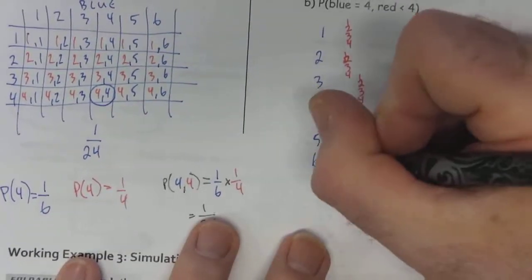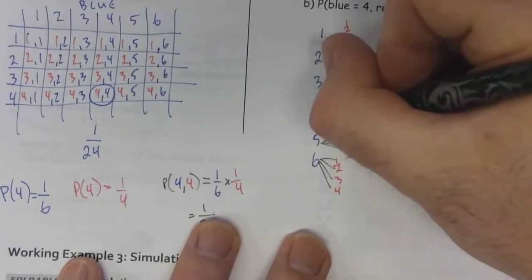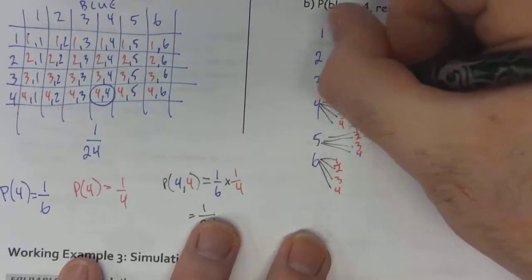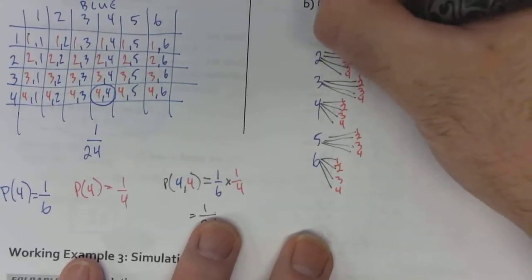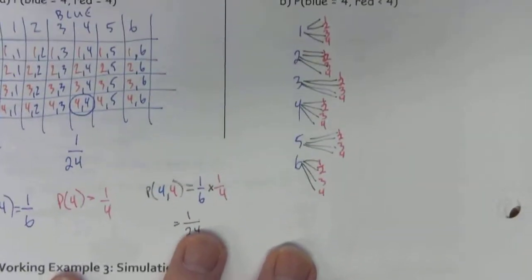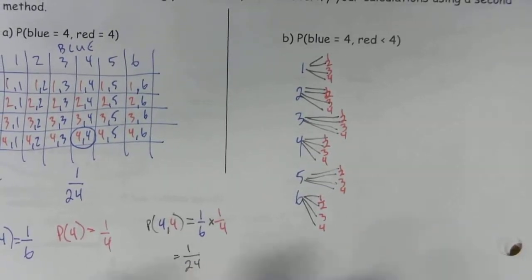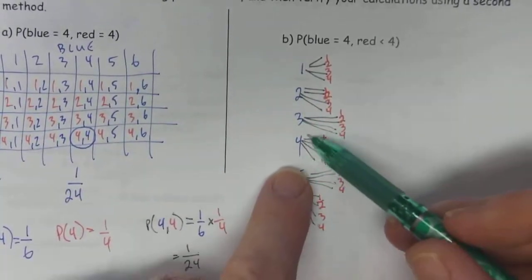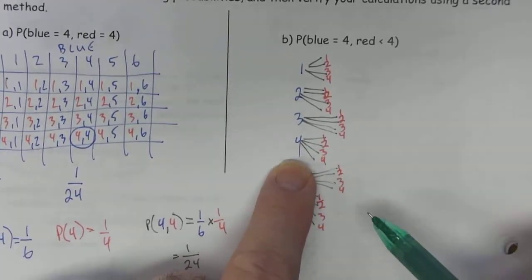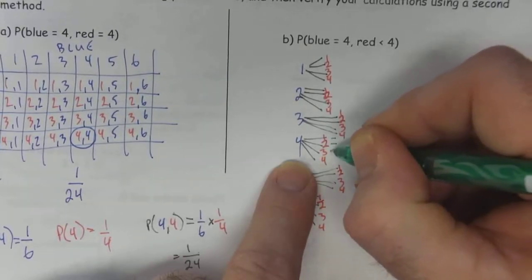And this is not pretty, but alright, so there's my tree. I've got blue die, red die. So the probability of a blue 4 means that all these other branches don't matter. It's only this branch that matters, and a less than 4. So less than 4 is this one, and this one.